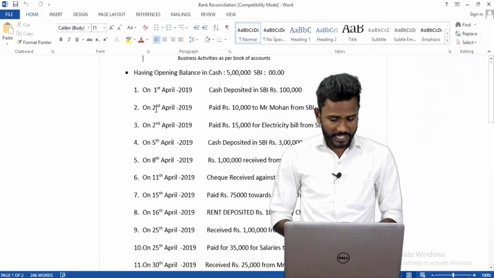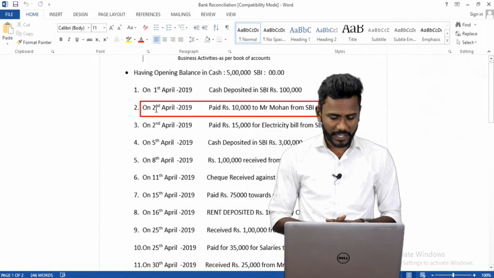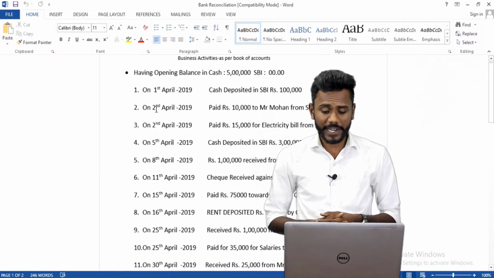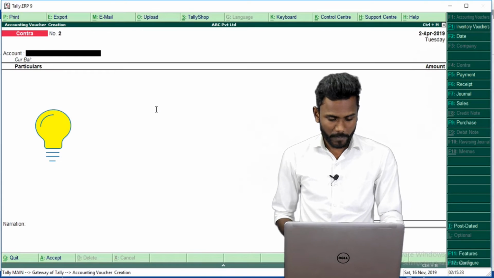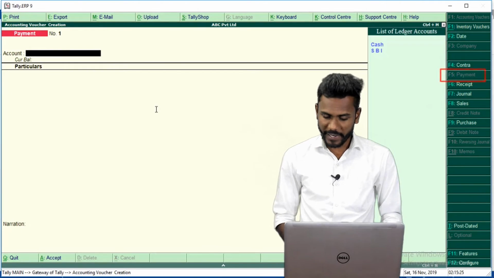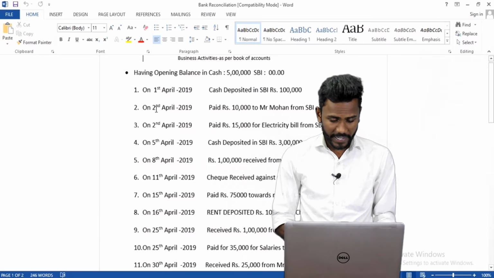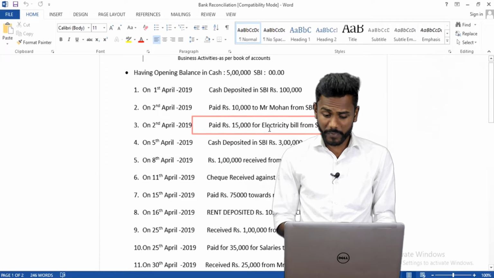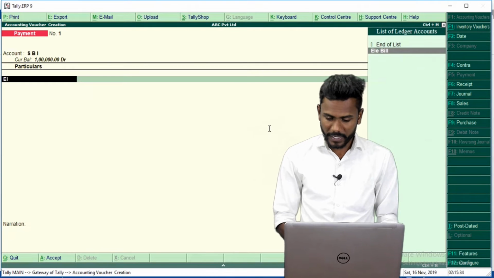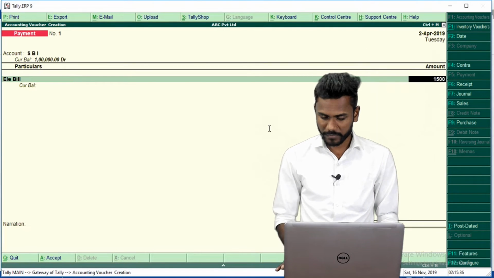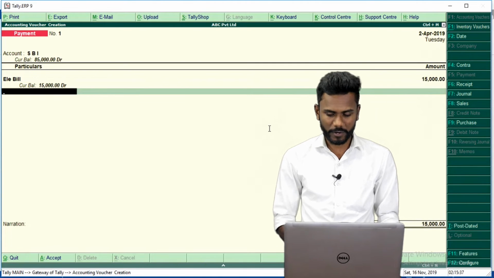And the second activity of the business is that on 2nd April 2019 we paid rupees 15,000 for the electricity bill. So just go back to the payment voucher. On the same 2nd April we paid through SBI. We paid rupees 15,000 for the electricity bill from SBI. And directly save, Ctrl plus save.